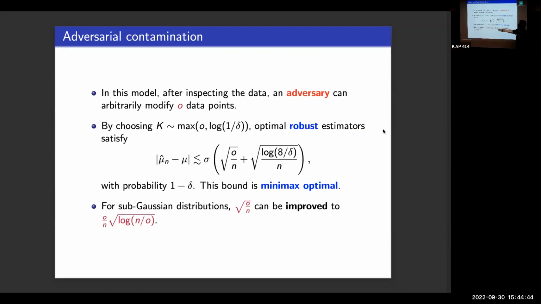It turns out that for sub-Gaussian distributions, you can improve this square root of O over n to a real O over n. If it's Gaussian, it's exactly O over n. If it's sub-Gaussian, you still have to pay for this log term. But from 2 moments to sub-Gaussian, if you have 4 moments or 6 moments, you can improve this, and it interpolates from square root to O over n. So there is a full interpolation depending on the tail of your distribution.